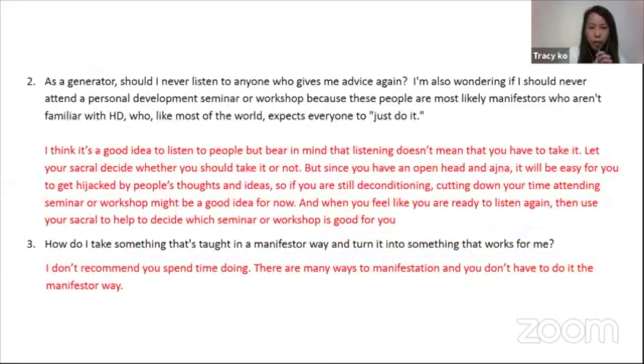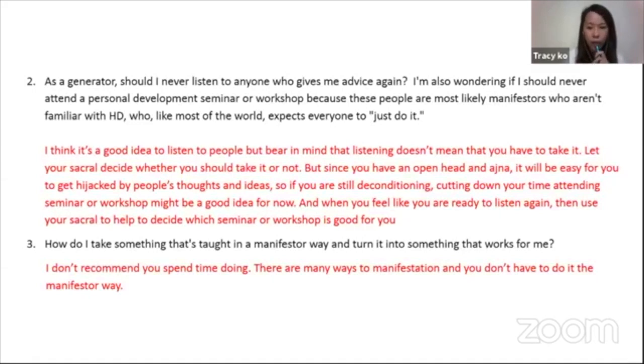So as a generator, should I never listen to anyone who gives me advice? Again, I'm also wondering if I should never attend a personal development seminar or workshop, because these people are most likely manifestors who aren't familiar with human design, who, like most of the world, expect everyone to just go do it. To me, I think it's really a good idea to listen to people, but remember, listening to others doesn't mean that you have to take that in. Let your sacral decide whether you should take it or not.